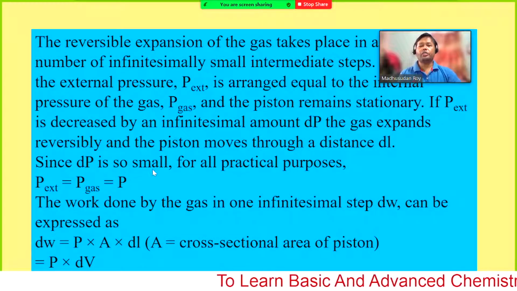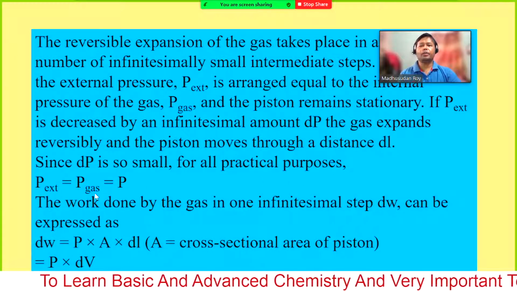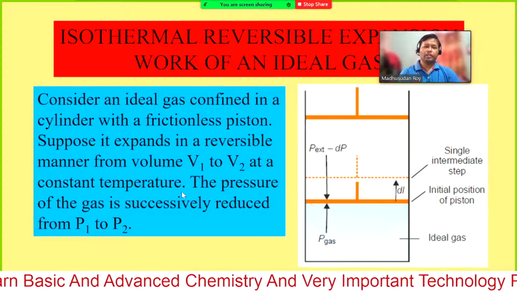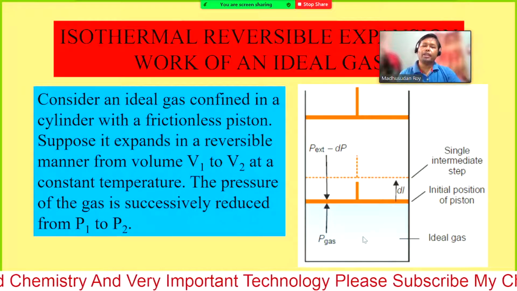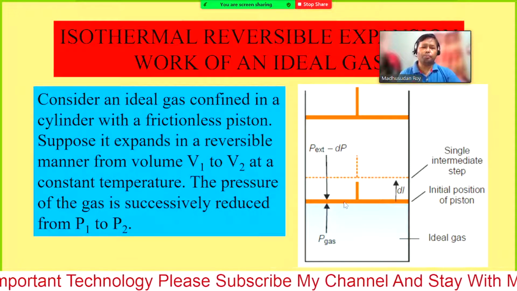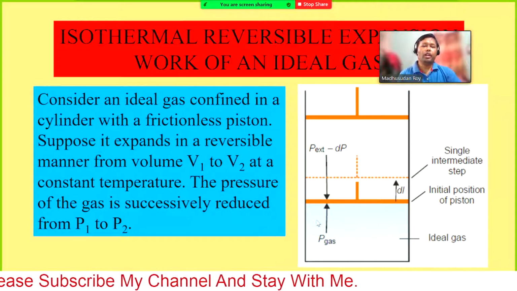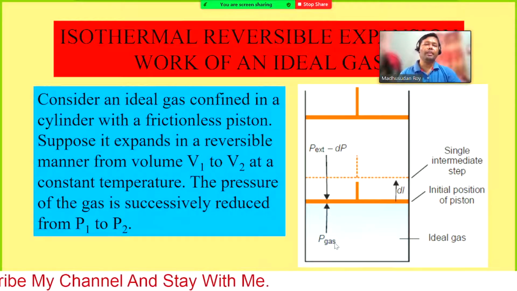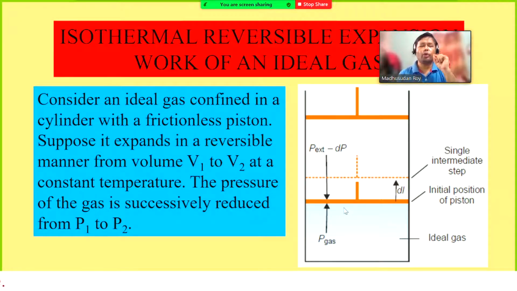Since dP is so small, for all practical purposes Pext equals P gas equals P. So here the initial pressure was P1 or P gas. Now if you change the volume very little bit, in that case the overall pressure of the system will be almost the same as the initial pressure, just by changing a very small fraction of the volume.